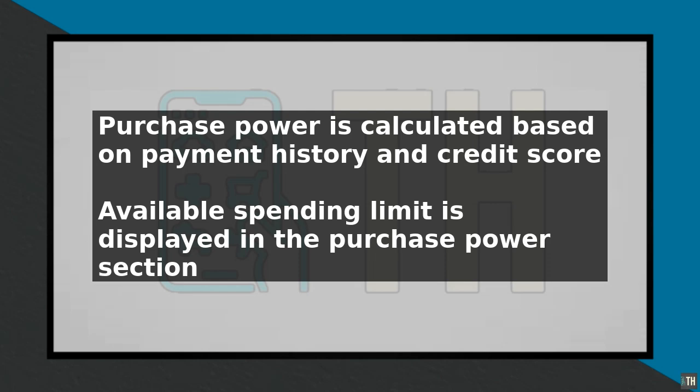On this page, you will see a breakdown of your purchase power, including your total available limit, and any pending payments or outstanding balances. You will also see a list of your recent purchases and payments, which can help you track your spending and stay on top of your finances.